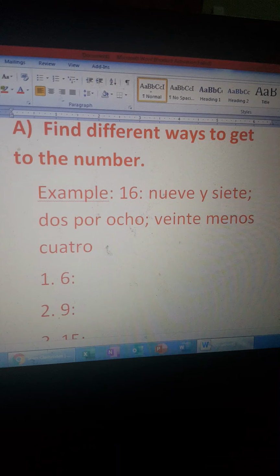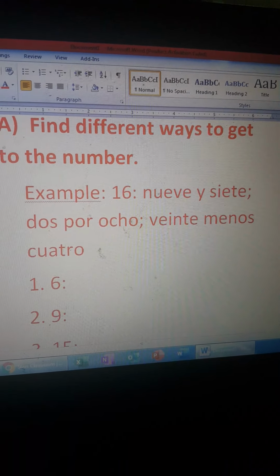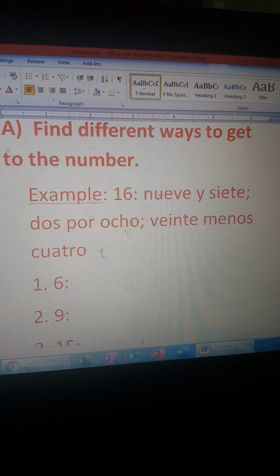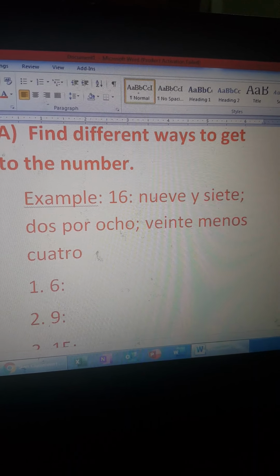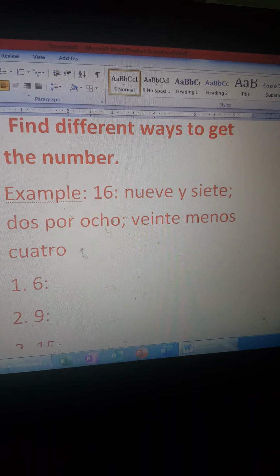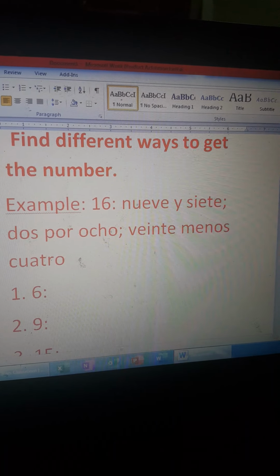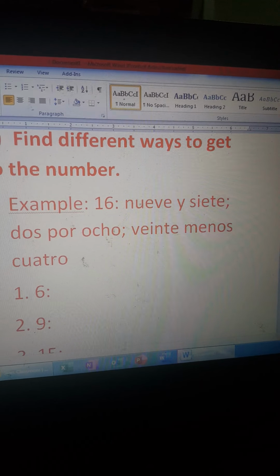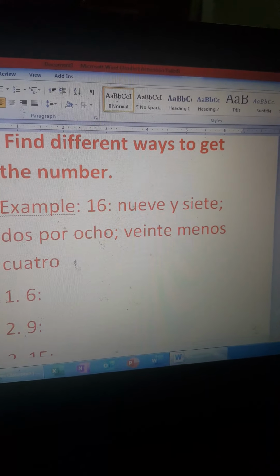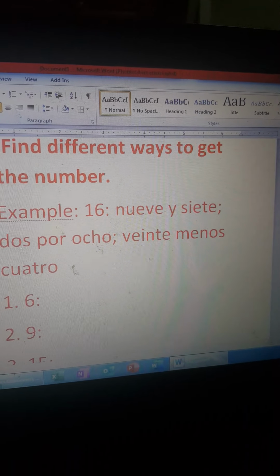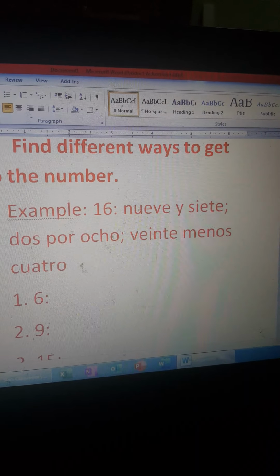And of course, they could do the same thing for number 6. So if you want to get to the number 6, you could say, for example, 2 por 3, 4 y 2. Or if you prefer to use the word más, 4 más 2. Or you could even, if you want to divide, for example, 12 dividido por 2. So this you will get to the number 6.